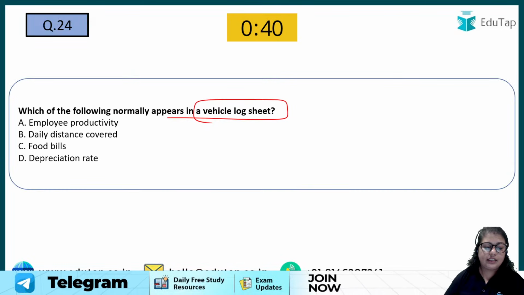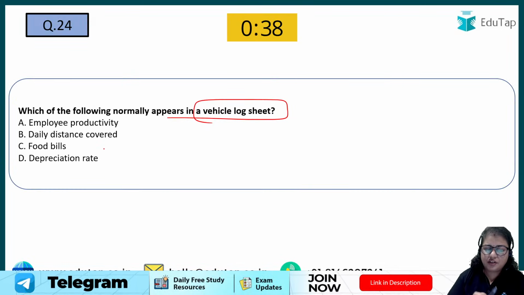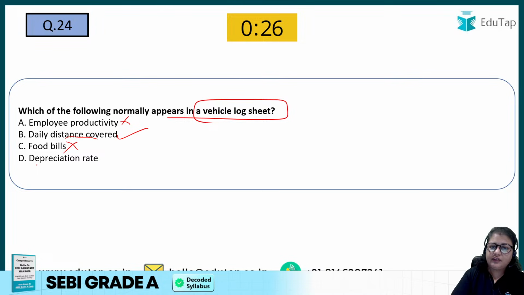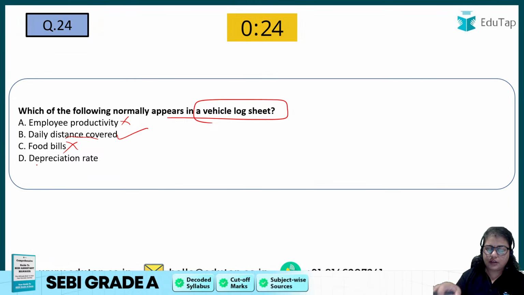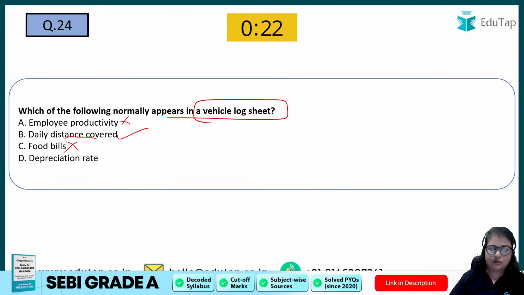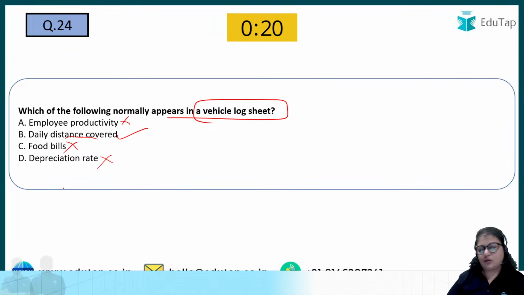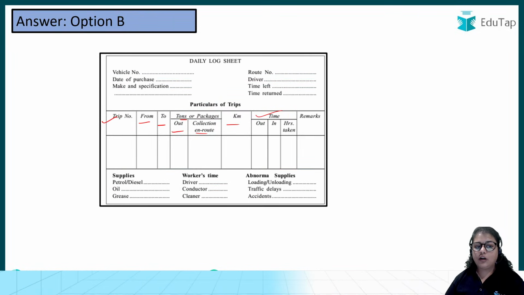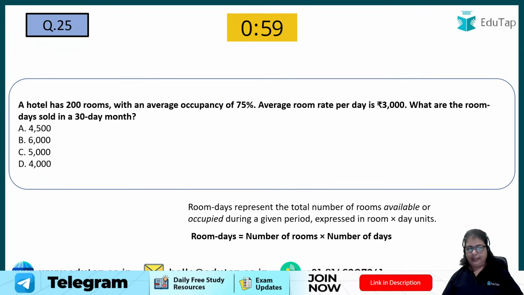So can we see employee productivity is mentioned? No, employee productivity is not mentioned. Although we can make an analysis through it, but it is not mentioned. Daily distance covered? Yes. Food bills? No. Even if the driver stops and eats something, we will not include that. Depreciation rate is also not included. The only answer is daily distance covered. ठीक है, done.